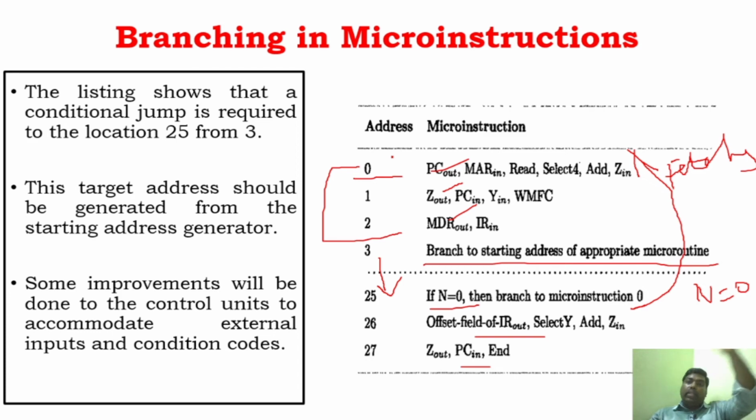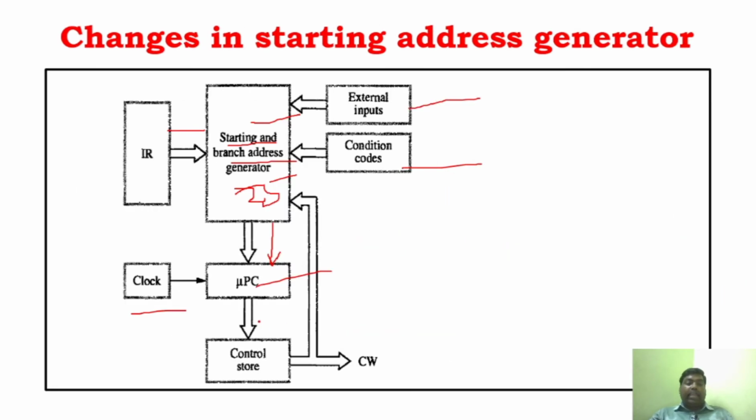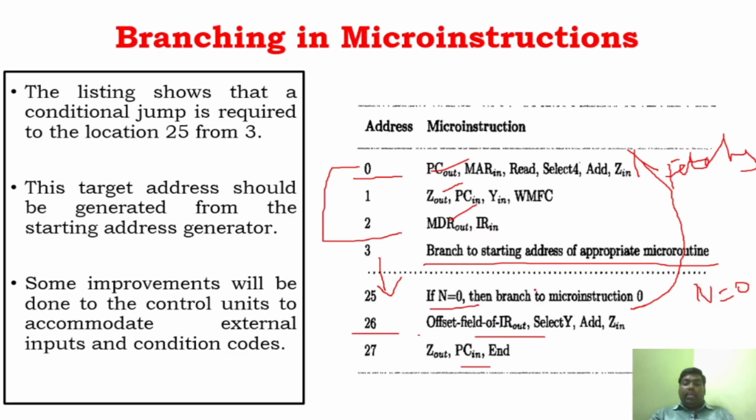So it will go to the 0 instruction. If n is not equal to 0, then it will execute 26, so it will generate 26, and the control signal for 26 will be generated. You can see here, while executing 26, it has to find out the offset value. It will calculate the offset value and add it to that particular value. We have already seen this example, right?